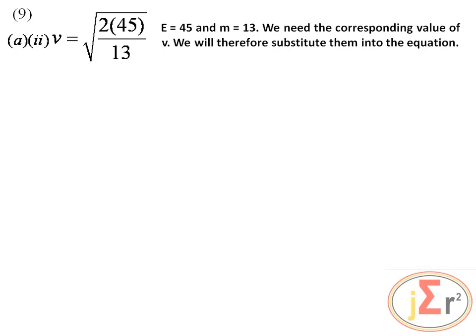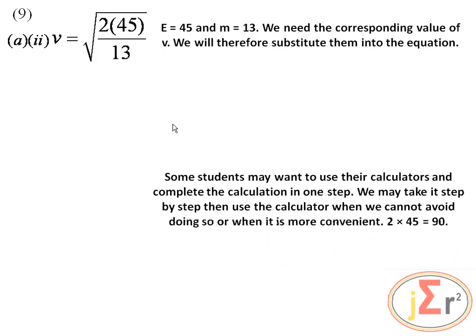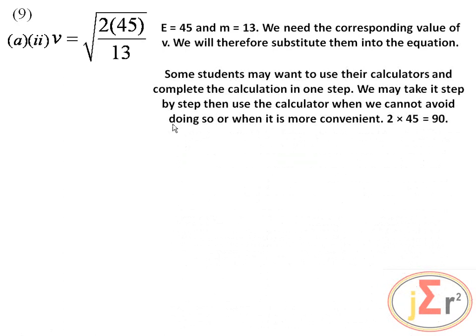We can see very quickly 2 times 45 is 90, so we will have 90 over 13. Some students may want to use their calculators and complete the calculation in one step. We may take it step by step, then use a calculator when we cannot avoid doing so, or when it is more convenient. And we have it right there that 2 multiplied by 45 is equal to 90.